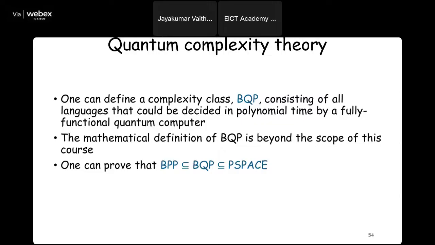So this is the classification I want to discuss. If you want to define quantum complexity theory, we can start from BQP, consisting of all languages that could be decided in polynomial time by a fully functional quantum computer. Defining it in mathematical way is beyond the scope of this lecture. One can prove bounded-error quantum polynomial time, BQP, belongs to PSPACE.